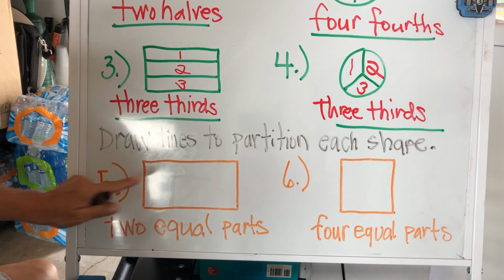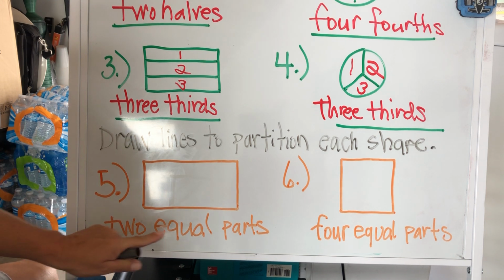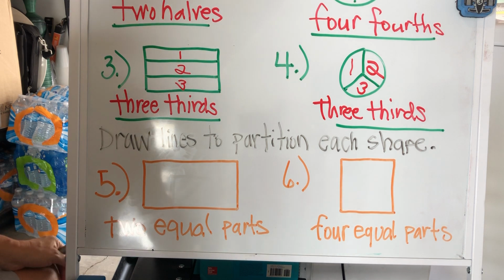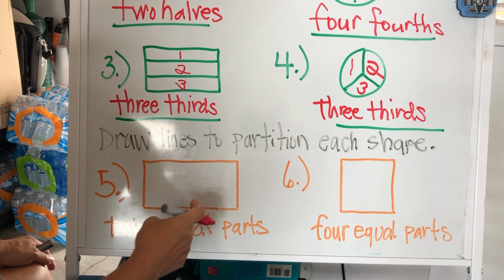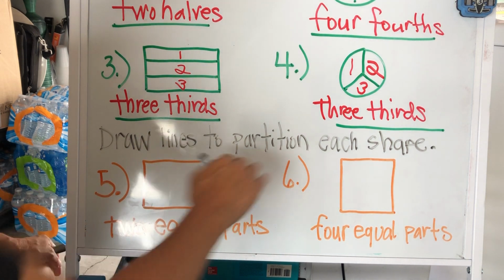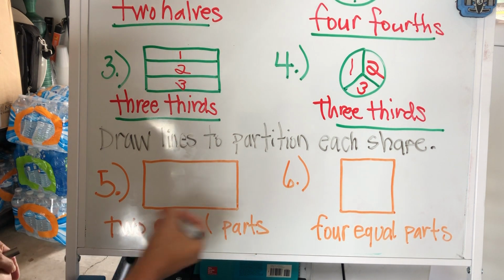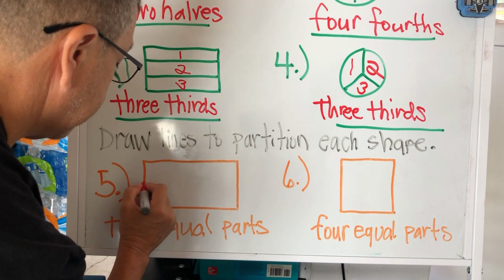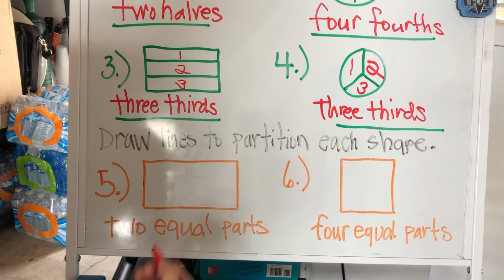So number 5, I see that it's a rectangle, and it says 2 equal parts. That's all they want us to do, is to make 2 equal parts. So I could draw my lines this way, or I could draw my line that way. Let's draw it horizontally instead of vertically. So let's try horizontal. Okay, I'm going to do my best. I want 2 equal parts. So that means I have to cut it in half.